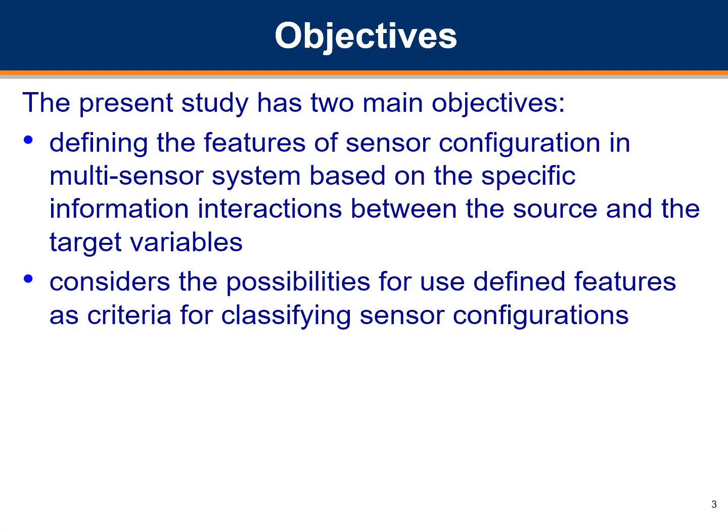The choice of sensors is one of the most important moments in sensor fusion design. It is difficult to find a solution to this problem without clearly defining those common features showing how similar or dissimilar the sensor configurations are. The present paper attempts to define such features based on the specific information interaction between the source and the target variables and considers the possibilities for their use as criteria for classifying sensor configurations.